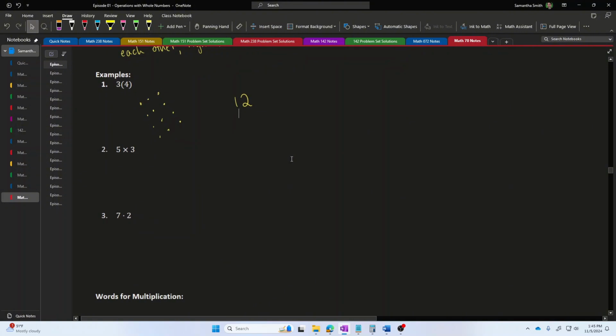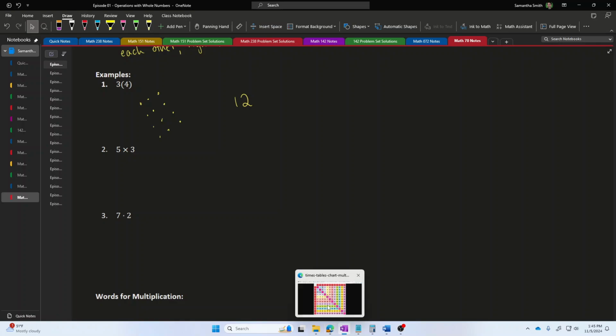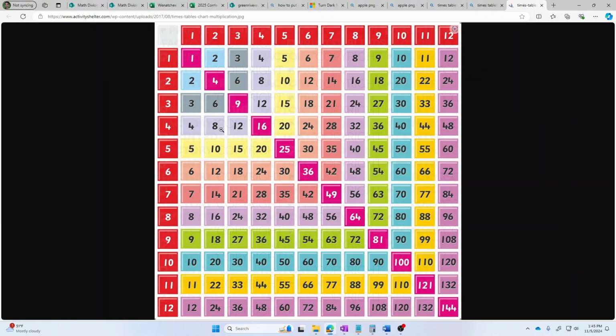Or someone could say, what is 5 times 3? 5 times 3 with the cross symbol between them. One way to answer that question would be to go to the times table and locate an entry that has a row labeled 5 and a column labeled 3, or vice versa, a row labeled 3 and a column labeled 5. And so the result of that would be 15.